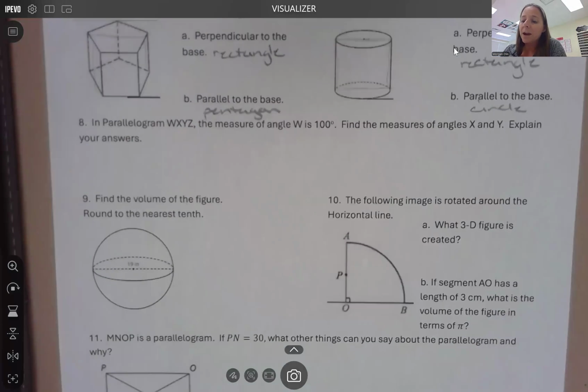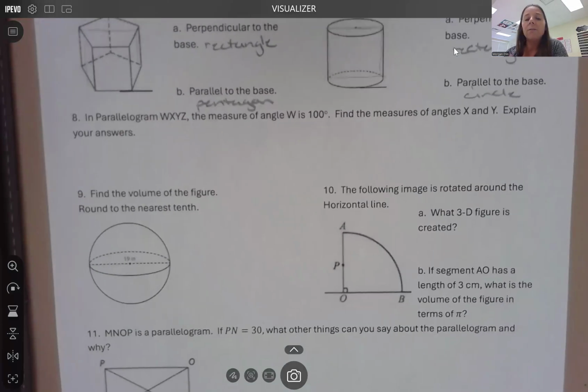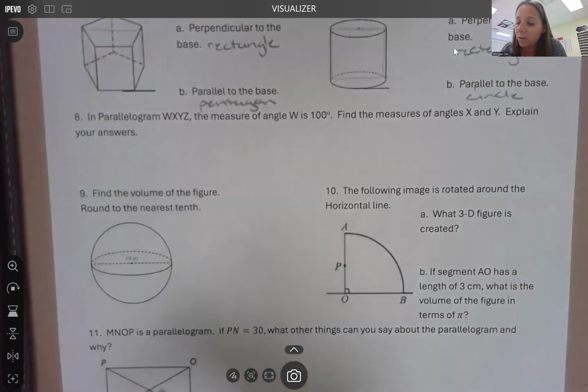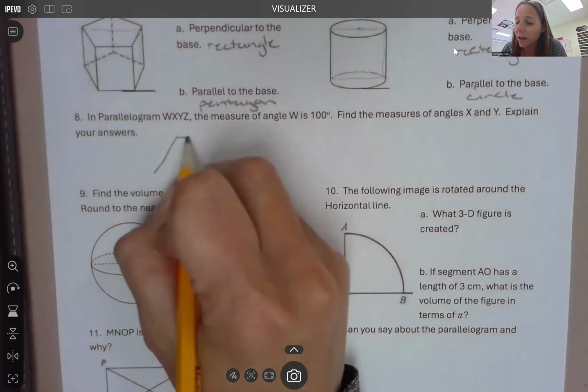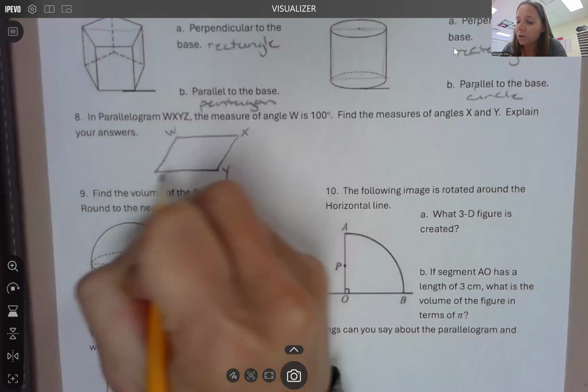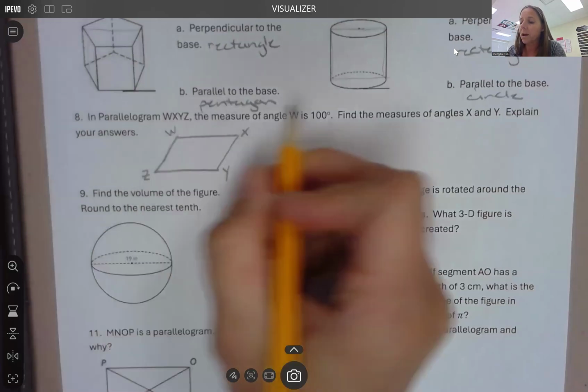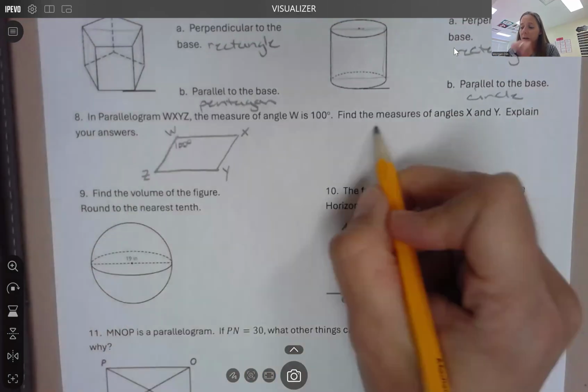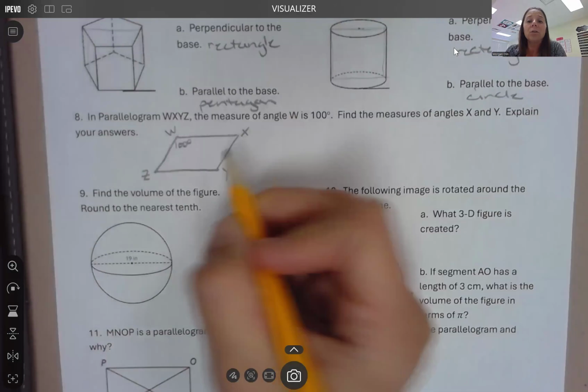Now, in parallelogram WXYZ, if you don't see a picture, draw a parallelogram and start at one of the corners and go around. So WXYZ. The measure of angle W is 100 degrees. Find the measures of angle X and Y. All right, so here's the thing. You got to know your properties.